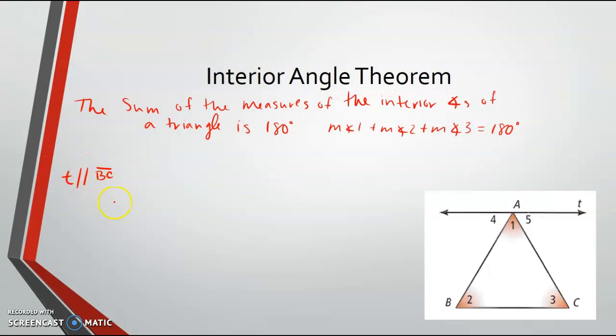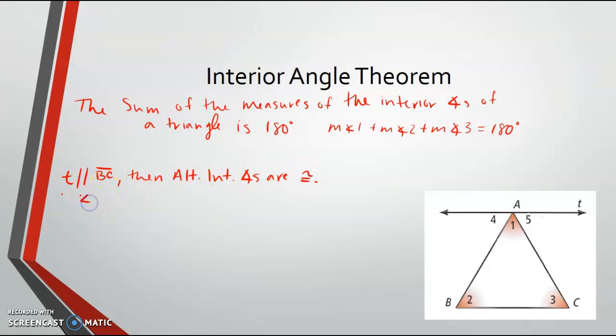And since that is true, if these lines are parallel, then the alternate interior angles are congruent. Then alternate interior angles are congruent. So what does that mean?